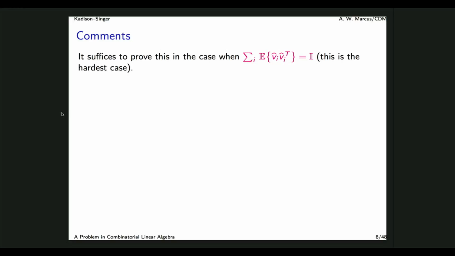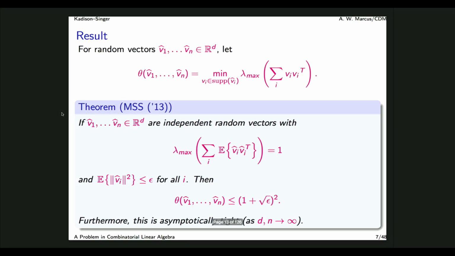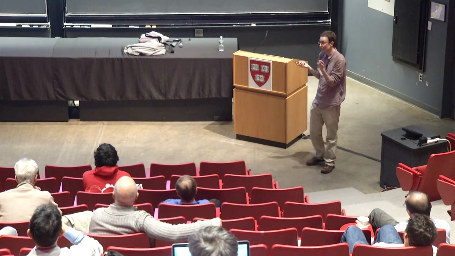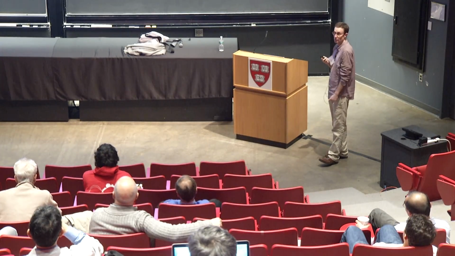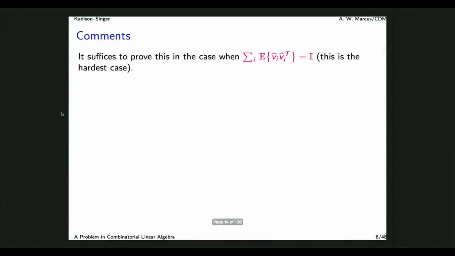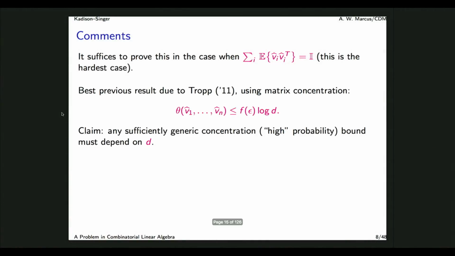A couple of comments. Firstly, I want to mention that it suffices to prove this when the sum of the expected values of vi vi transpose is the identity, because this is really the hardest case. If our bound doesn't depend on n, then it doesn't hurt us to add in more vectors to fill in the identity. It's only going to make whatever we find worse than what we found before. So if we can prove this for the case when they sum to the identity, that's going to suffice.